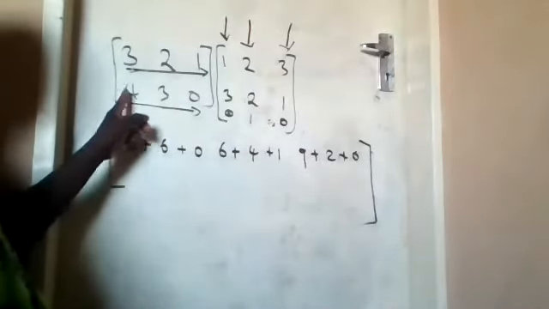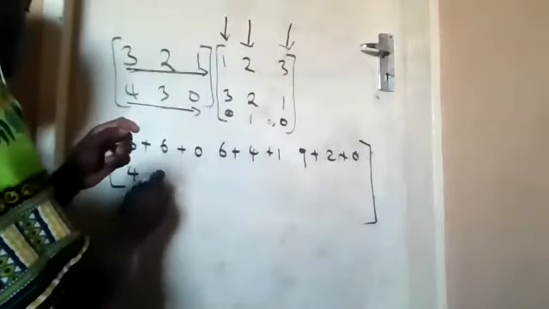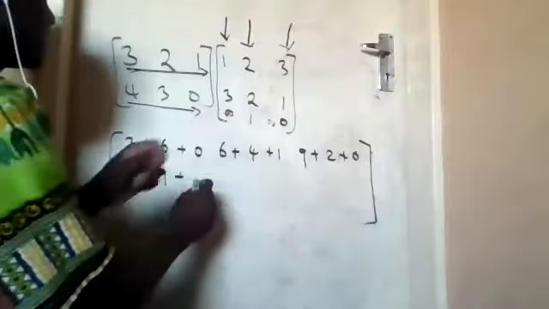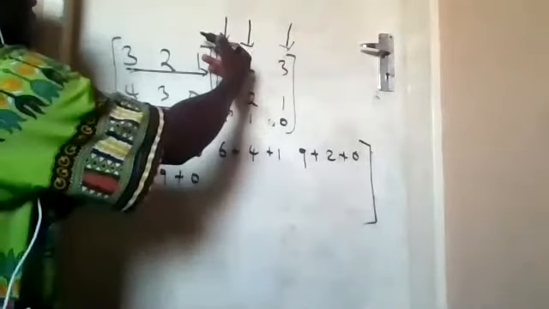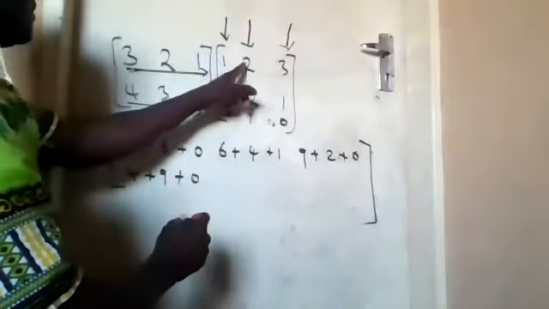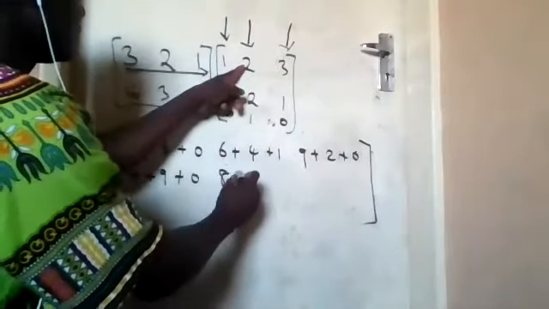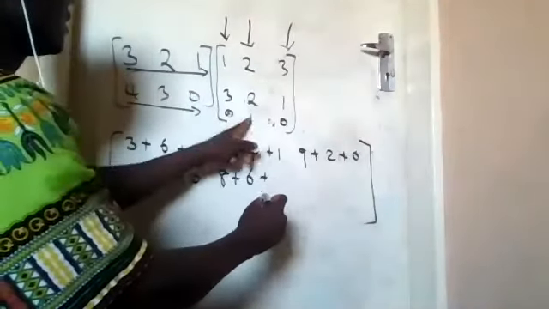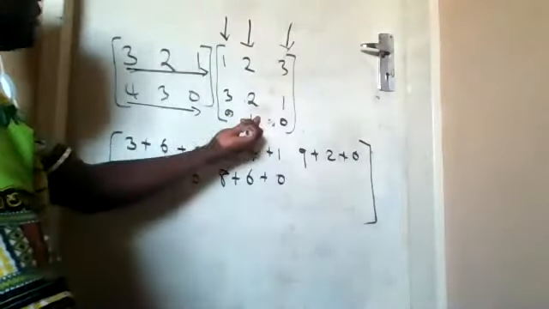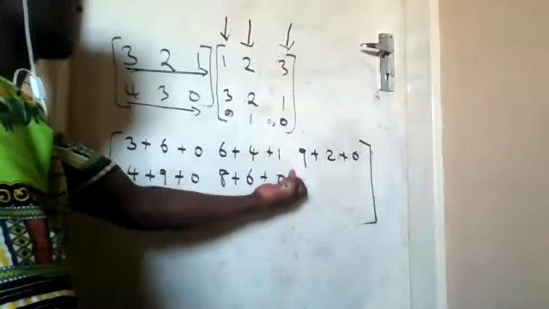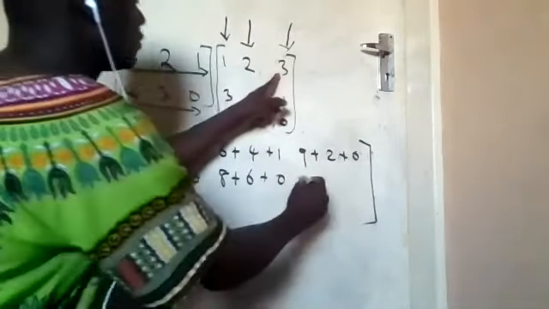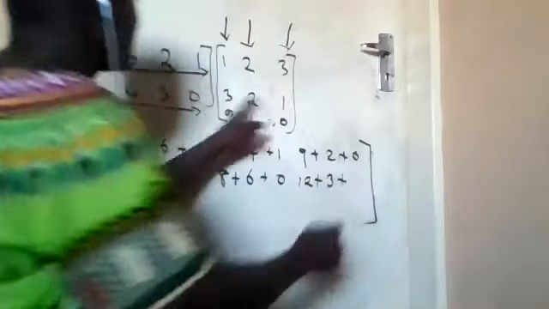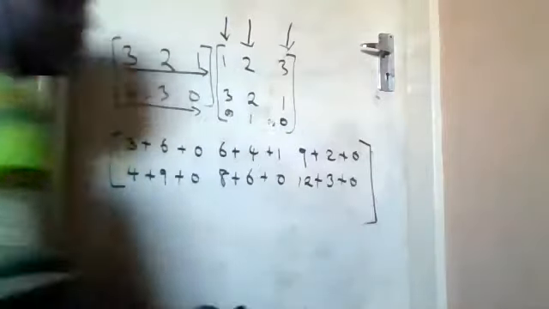I go to the second row. 4 by 1, that is 4, plus 3 by 3, that is 9, plus 0 by 0, 0. I'm done with the first column. I go to the second one. 4 by 2, that is 8, plus 3 by 2, that is 6, plus 0 by 1, 0. I'm done with the second column. I go to the third column. That's your space. 4 by 3, 12, plus 3 by 1, 3, plus 0 by 0, 0.